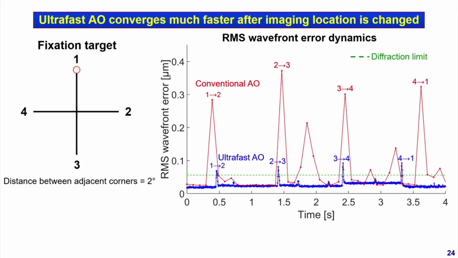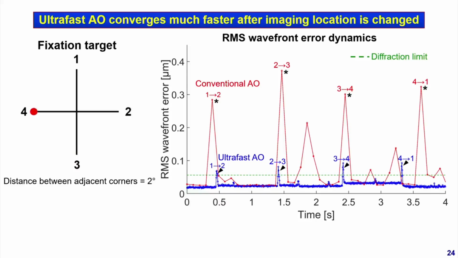Ultrafast AO also converges much faster after imaging locations changed. We ask the subject to sequentially fixate for 1 second at each of the 4 locations of this fixation target. When the subject changed his fixation location, the wavefront error went above diffraction limit for both conventional AO and ultrafast AO, but the wavefront error was much higher and stayed high much longer for conventional AO.